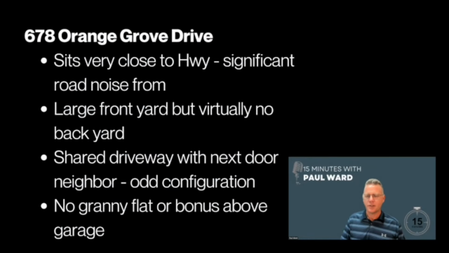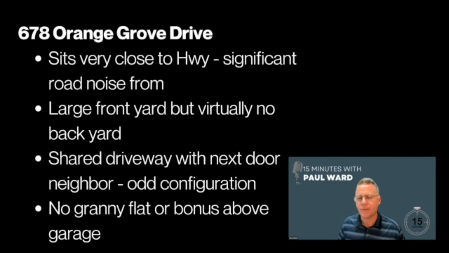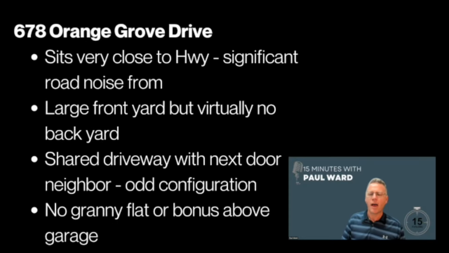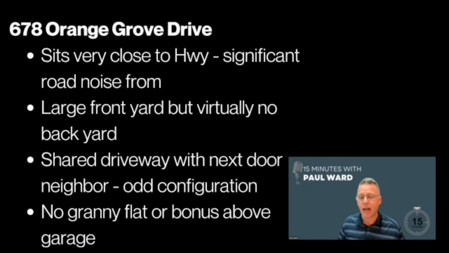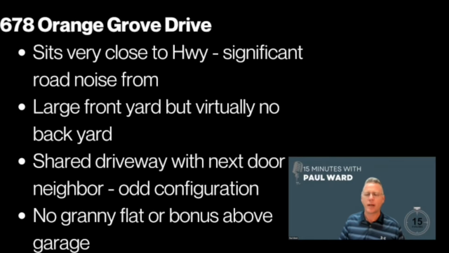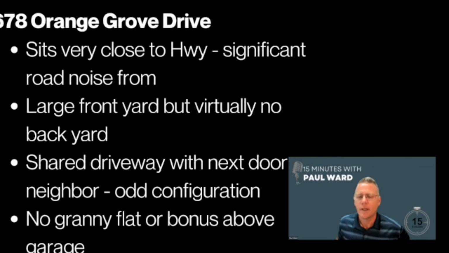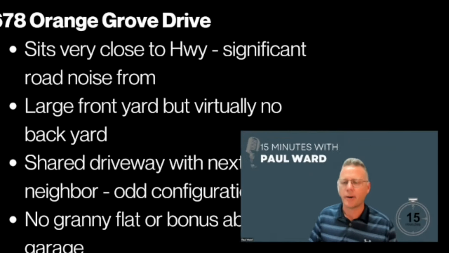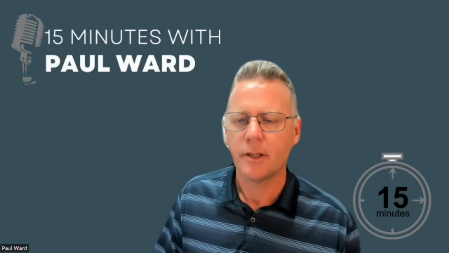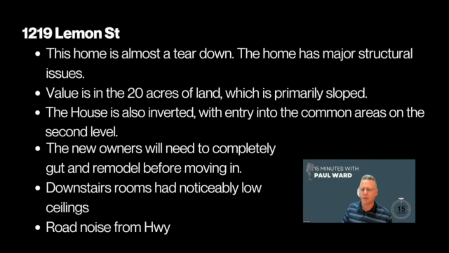Okay, the third house that they put in their report, let's call it 678 Orange Grove Drive, did not include a granny flat. Actually, none of the homes that they compared my property to had granny flats. So that's huge. Having a secondary living space is a huge value to a property. The next property that was used, let's call it 1219 Lemon Street.